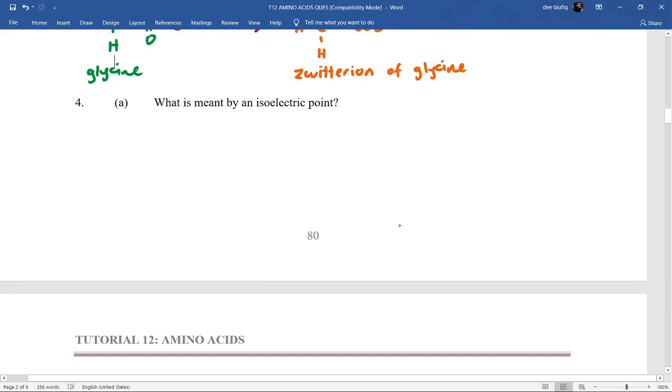Next, question number 4. What is meant by isoelectric point? So isoelectric point, normally the shortcut we write this in the form of PI. So if you see PI, or if you come across PI in any of your lecture notes, reference book, or question paper, PI is referring to isoelectric point. Okay, so it's a pH.